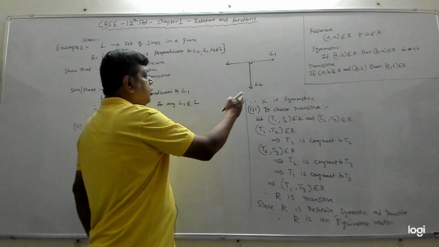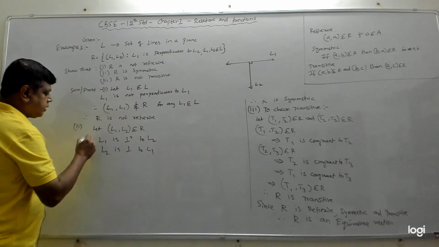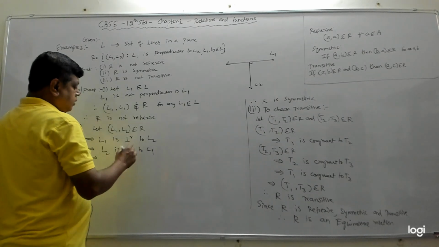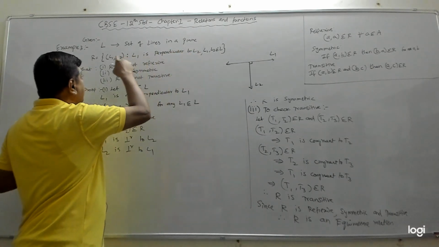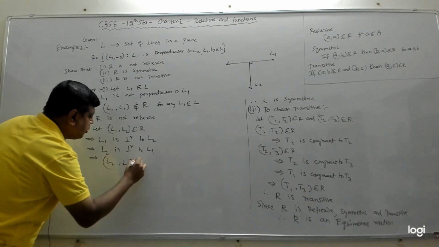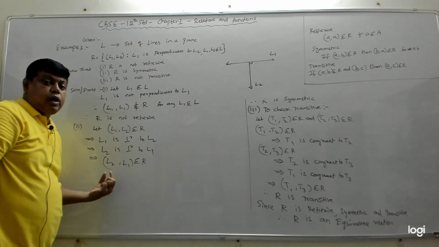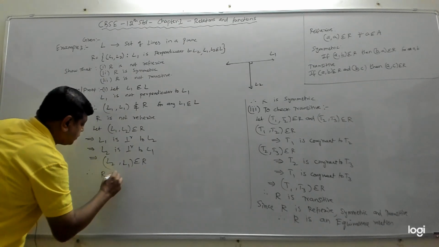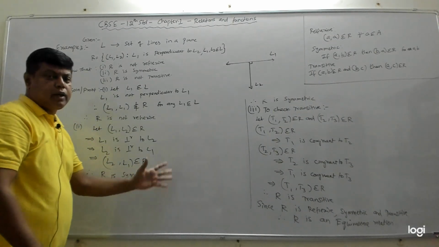I can also say L2 is perpendicular to L1. So if L1 is perpendicular to L2, we can also say L2 is perpendicular to L1, right? This implies that if L2 is perpendicular to L1, then L2 comma L1 belongs to R. Now we started with L1 comma L2 belonging to R, and we have proved L2 comma L1 belongs to R. Therefore, R is symmetric. Symmetric means symmetric relation.